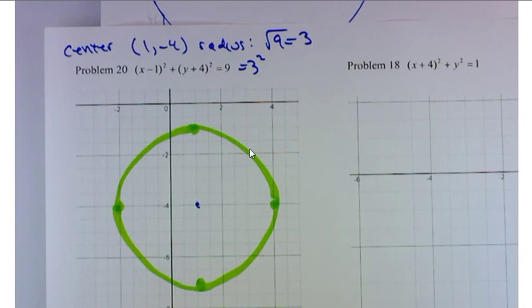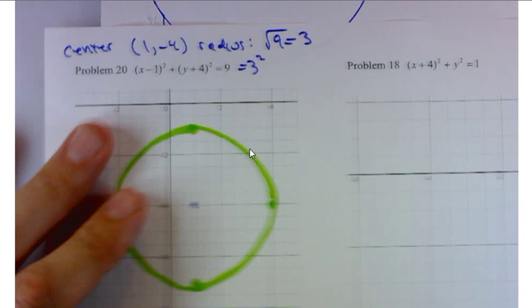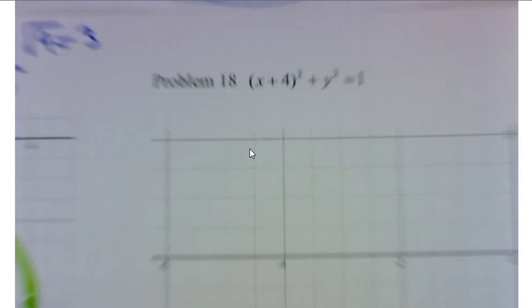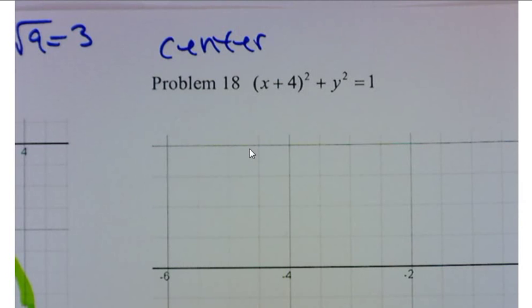Let's try problem number 18 then. A little bit different work here. Same kind of question though. That is, what's the center and what's the radius? So why don't you try and figure that out for this one, and then I'm going to call on somebody.